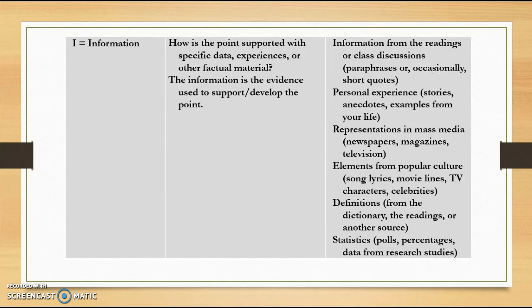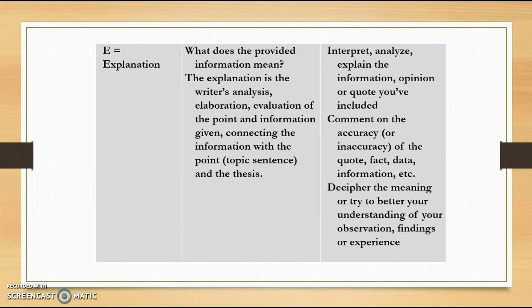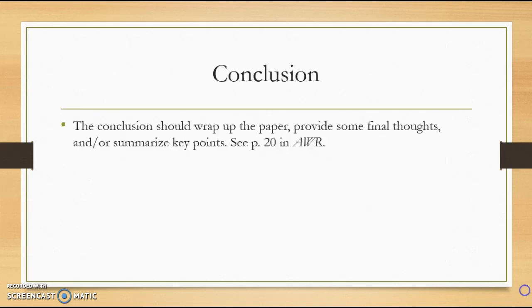You can provide different types of information. If you are analyzing a text, this is where you'll pull in quotes or information from that text. And then you will provide your explanation about why you are including this point and why you're including this information. Finally, the conclusion should just wrap up the paper. You can provide final thoughts, reflect on the thesis, summarize key points, and you can see page 20 in A Writer's Reference for that information.